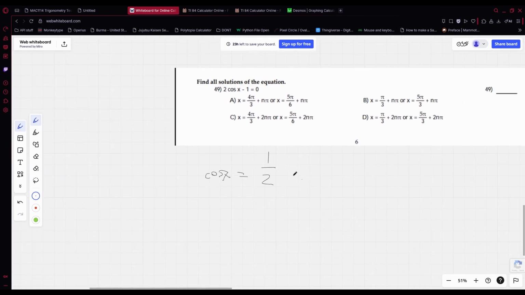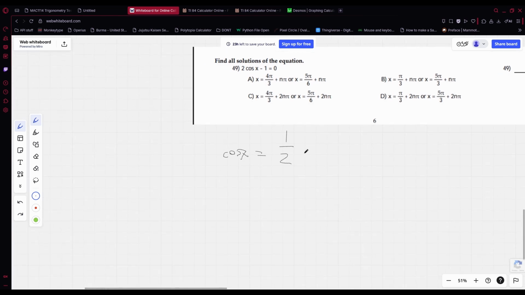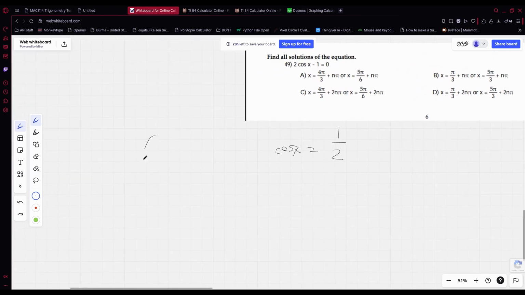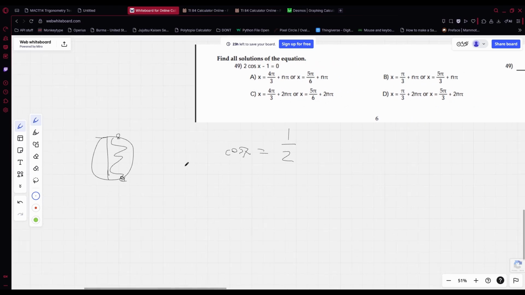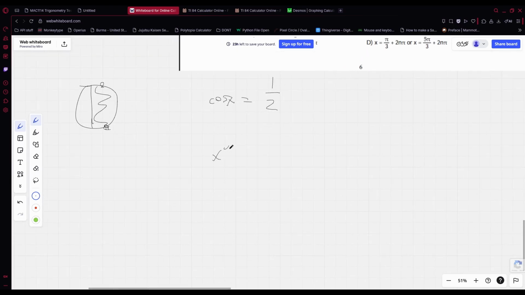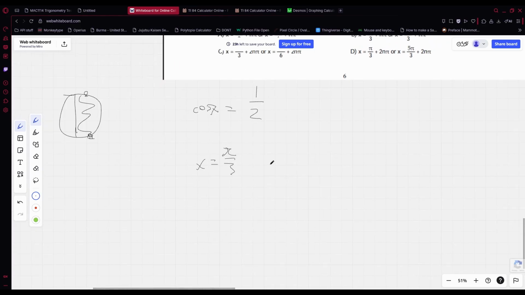Okay, cool. In what situation is cosine x equal to 1 over 2? Well, it's positive in these two quadrants, and it's equal to 1 over 2 at pi over 3. So it's pi over 3 and 5 pi over 3. So x equals pi over 3, and x equals 5 pi over 3.